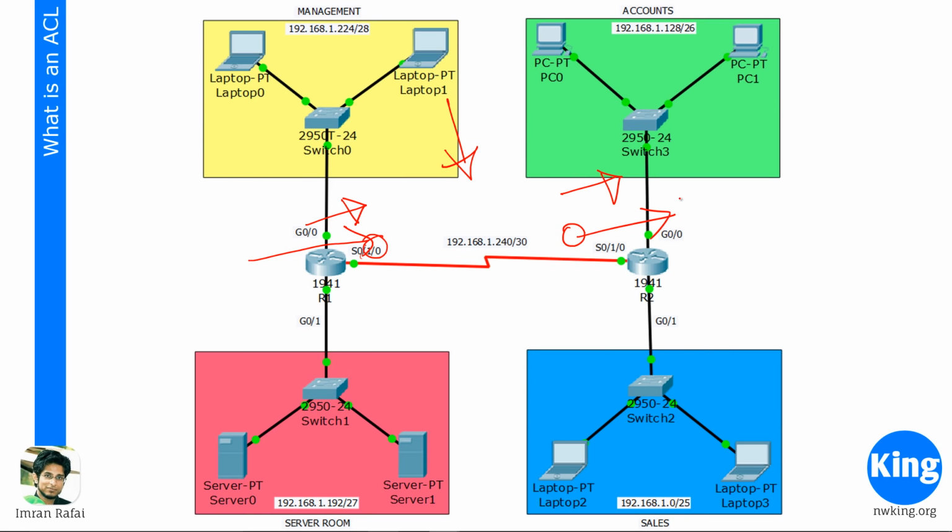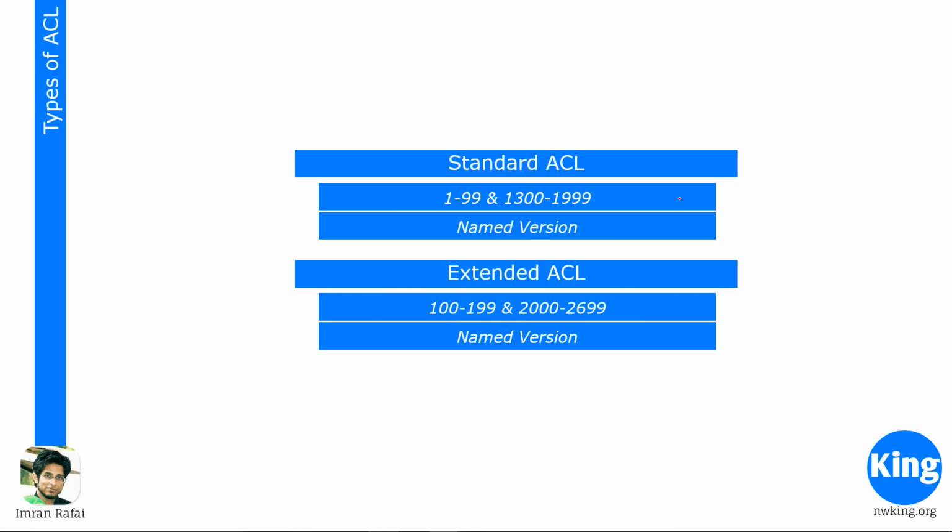So like I said, ACL is a list which is used to filter traffic. Let's look at what ACLs are. There are two types of ACLs. One is standard ACL, right? Standard ACLs have identification numbers of 1 to 99, or 1300 to 1999. What are these numbers? These are just names or identifying numbers, right?